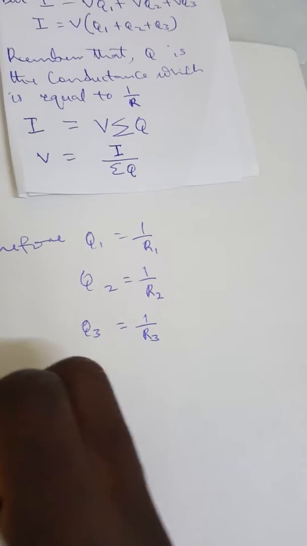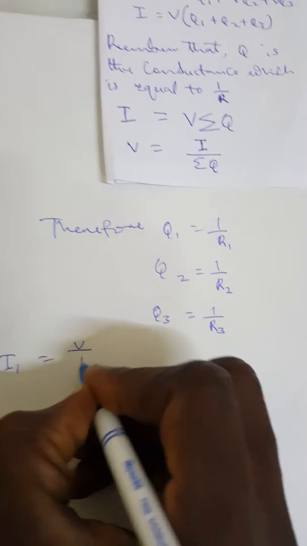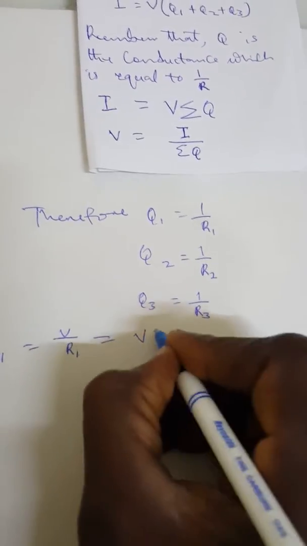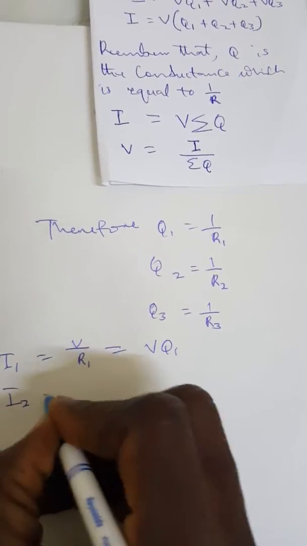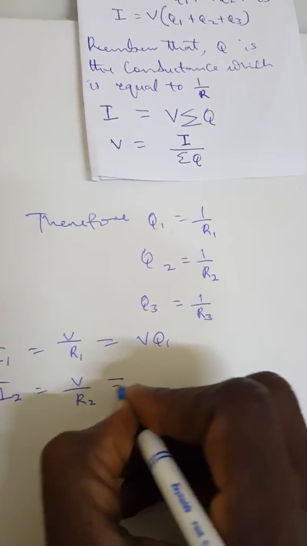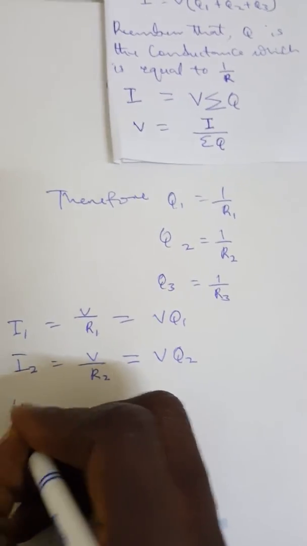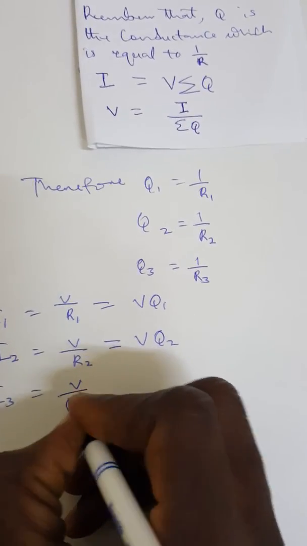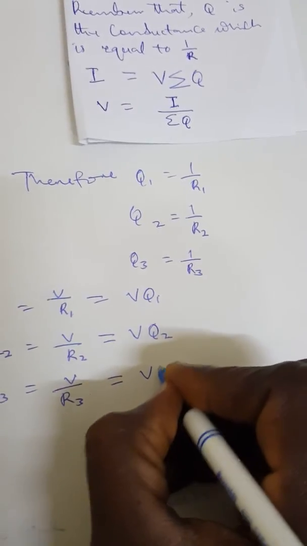Generally, I1 is equal to V over R1, which is equal to VG1. I2 is equal to V over R2, equal to VG2. While I3 is equal to V over R3, and is equal to VG3.